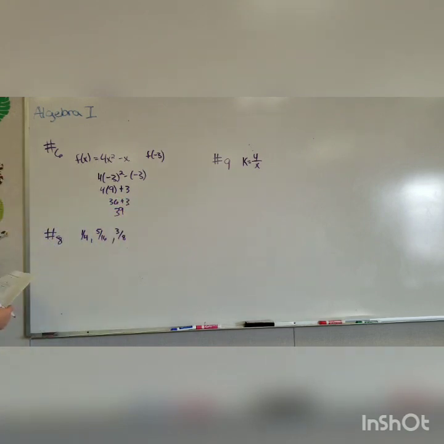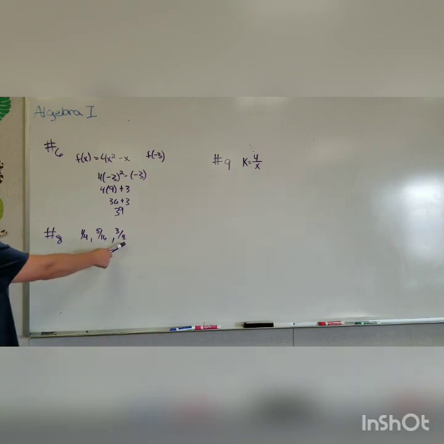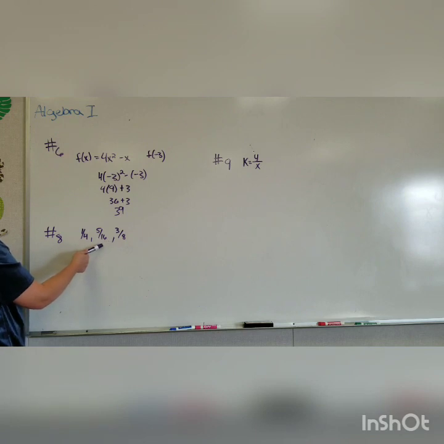All right, number 8 is find the common difference in the sequence shown. So your common difference, you just take 2 of them and subtract. You can subtract 3 eighths minus 5 sixteenths, or you can go 5 sixteenths minus 1/4. It'll give you the same answer either way.